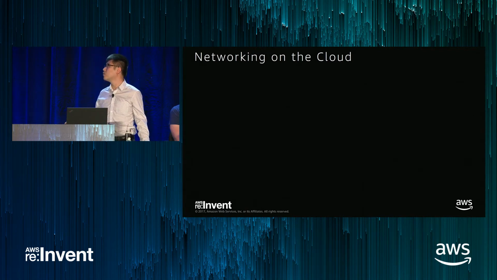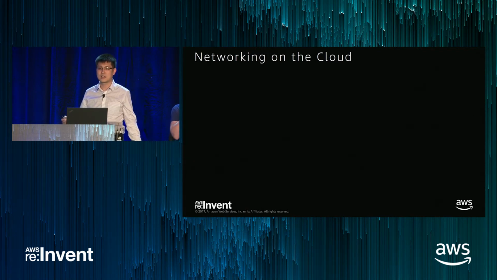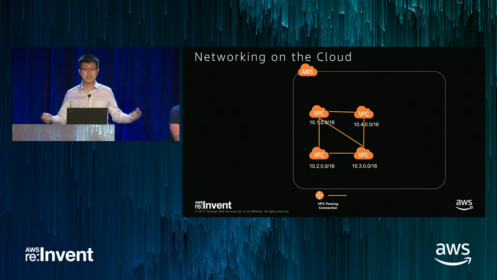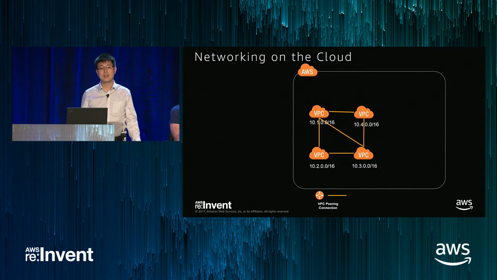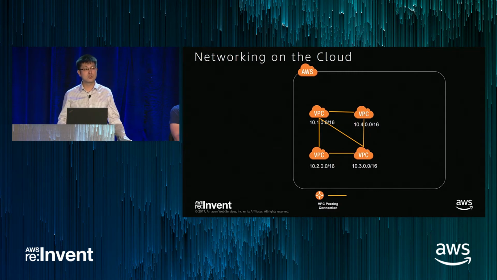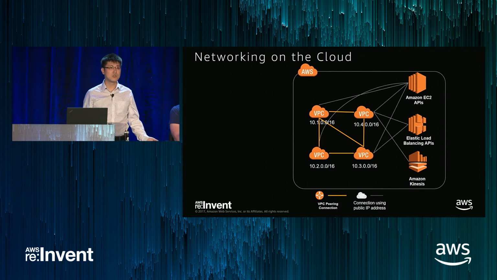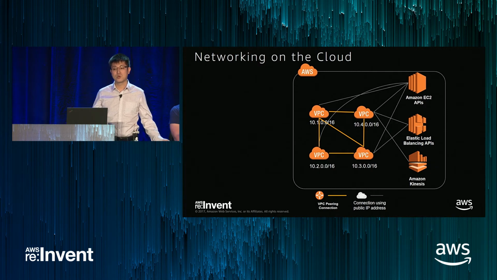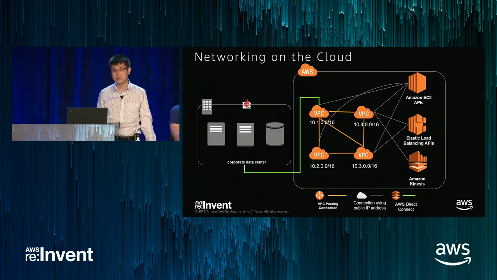So let's look at what the networking looks like on the cloud. When you started your networking infrastructure, you may have a few VPCs. And very likely, you have applications in those VPCs that need to talk to each other. The most common way to do so today is VPC peering. And next, you need to reach AWS service public endpoints. The most common way to do so is you use public IP and go to AWS endpoints. You have to reach out of the VPC to do so.